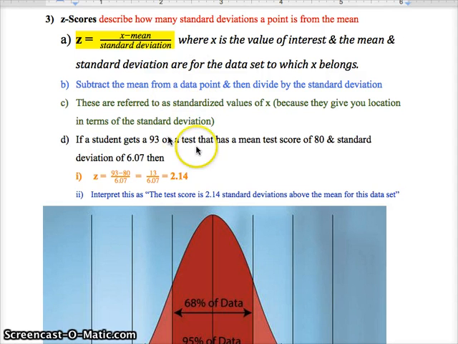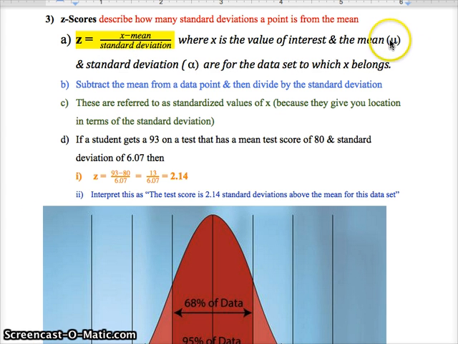So we have some instructions on how to do it. You're subtracting the value x from the mean. Remember, that's the mean of the data set that x came from, and this is the standard deviation that x came from. So it's good to know that this is our symbol we use for the mean, mu. That's the true population mean. And the standard deviation, sigma, is here.